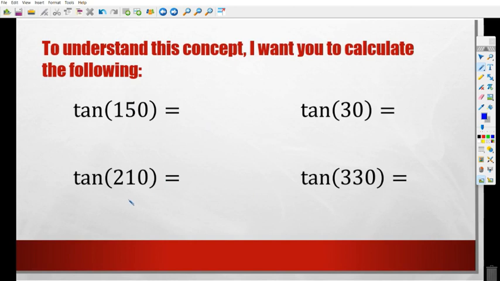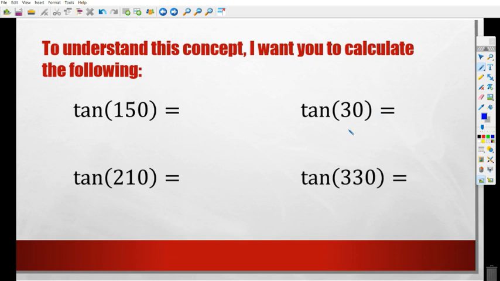I want you to go do tan. Let's see if the same thing happens for tan. Go put that in your calculator and see what you get if you type tan of 30, tan of 150, tan of 210 and 330. Go do that. I assume you've paused the video and done it already.